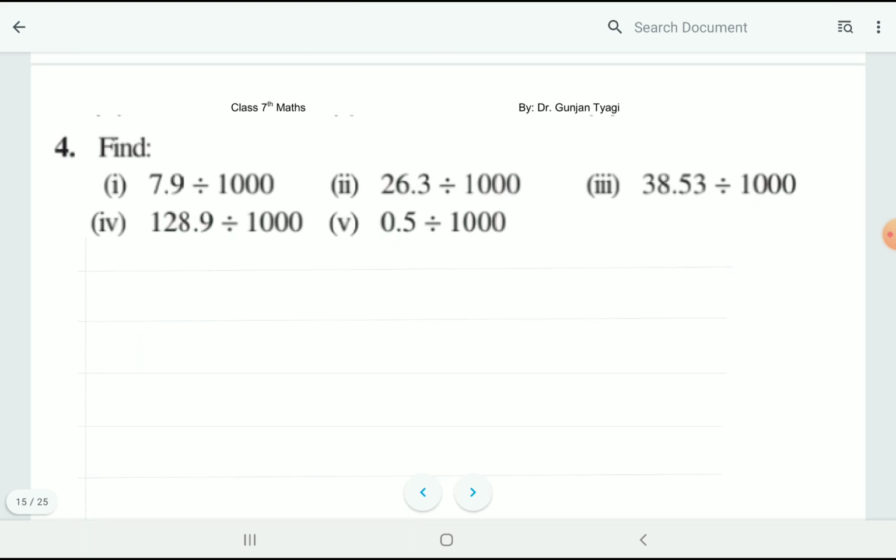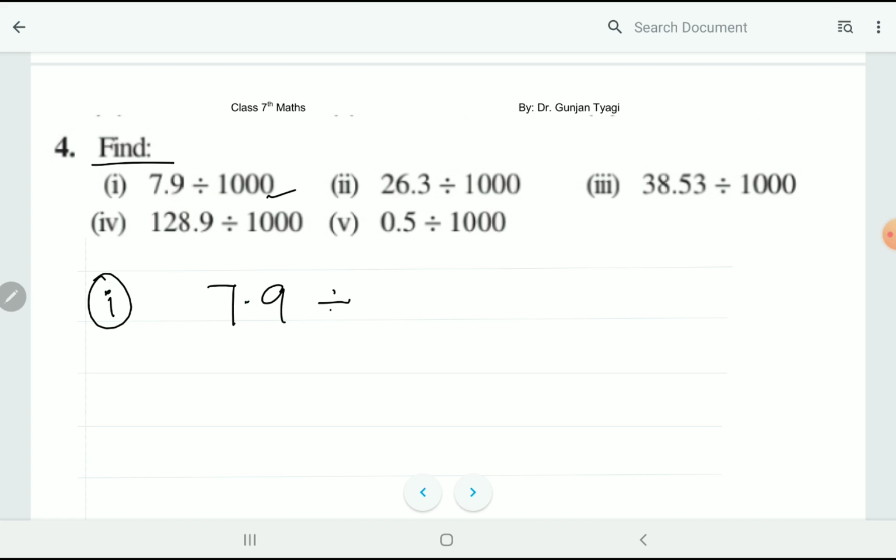Question number 4 is also for division. This time you will have to divide the decimal number by 1000. In question 2 you divided the number by 10. In question 3 it was division by 100. Now division by 1000. Let's take the first part.